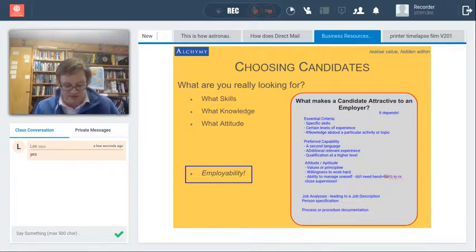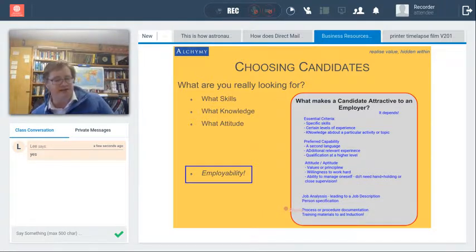So you might talk about training materials to aid induction. Now, that's not strictly part of the recruitment phase or part of what makes a candidate attractive to an employer. But I do think it's important to consider things in the round. If you're going to go looking for an employee, it's very rare that you're going to find somebody who meets all of the criteria exactly. So therefore, there's going to be an element of compromise somewhere.